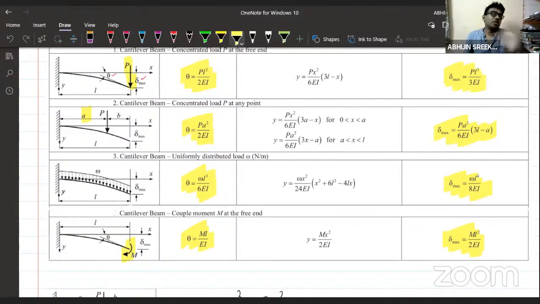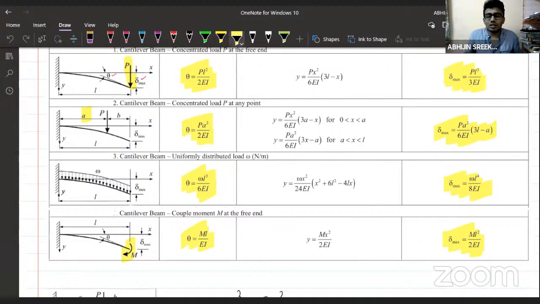Every year in the GATE paper, there will be a question which can be solved by using these standard results. These equations are useful in strength of materials. Of course, it is useful. And as I told you, it is useful in structural analysis, and in some concepts of pre-stressed concrete, which is a part of design of reinforced concrete structures.